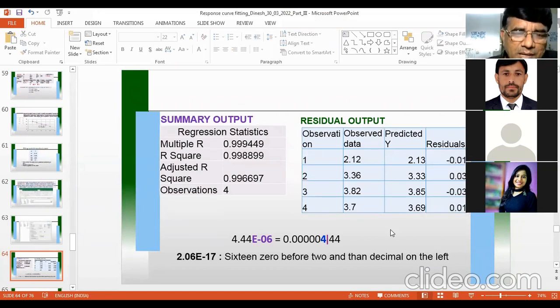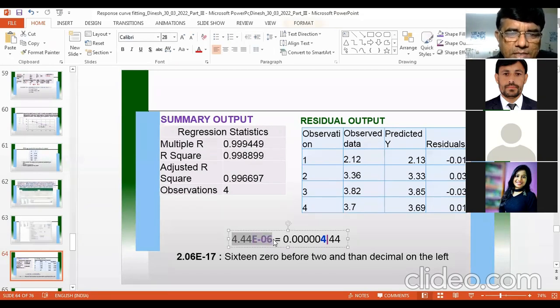Sometimes in Excel, you find it like this. Many students may not know the meaning of this. This kind of thing is there.